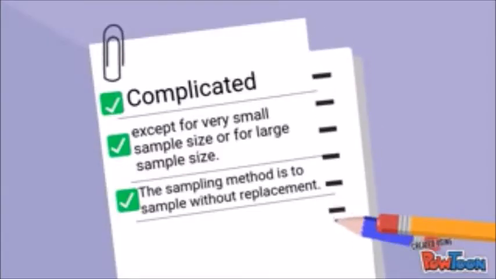Usually, the sampling distribution of the sample mean is complicated except for very small or very large sample sizes. In the following example, we illustrate the sampling distribution for a very small population. The sampling method is to sample without replacement.